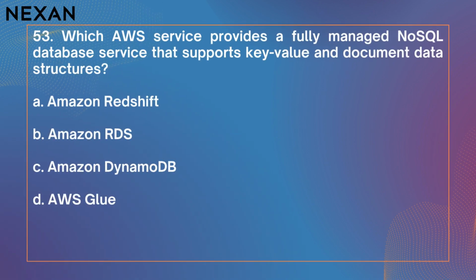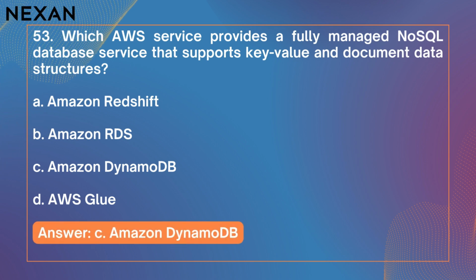53. Which AWS service provides a fully managed NoSQL database service that supports key-value and document data structures? A. Amazon Redshift. B. Amazon RDS. C. Amazon DynamoDB. D. AWS Glue. Answer: C. Amazon DynamoDB.